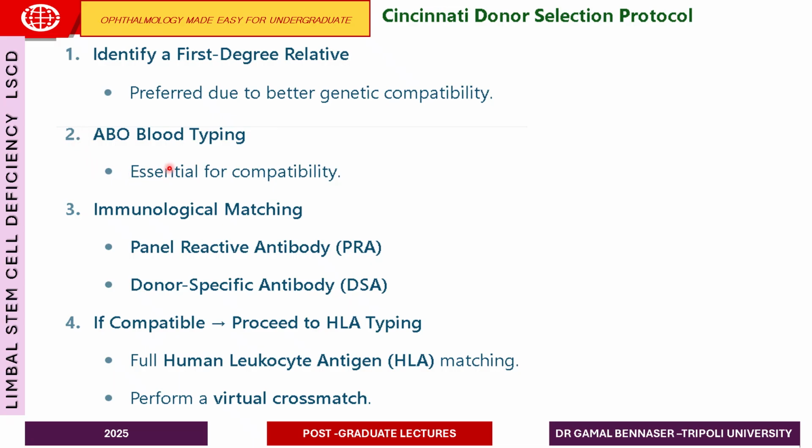Then we will perform the ABO blood group antigen testing and find out the compatibility. Then we perform certain immunological testing, known as the panel reactive antibody and the donor-specific antibodies. All these should be matched and compatible. And then, if these are matched and compatible, we will go for the HLA typing. If there is any incompatibility in these tests, we will not go for the HLA typing and we will change the donor. However, if all of these are compatible, ABO, PRA, and DSA, at that time we will go for HLA typing, for cross-matching and compatibility.